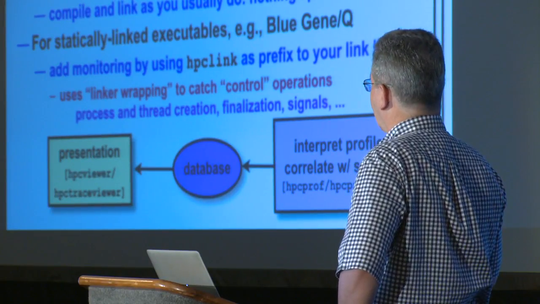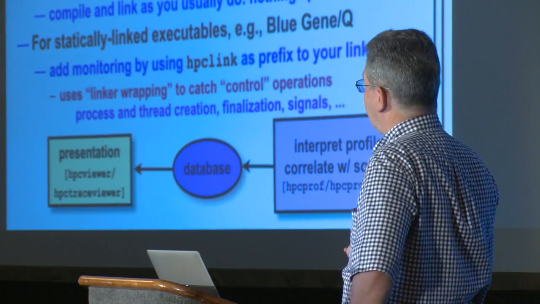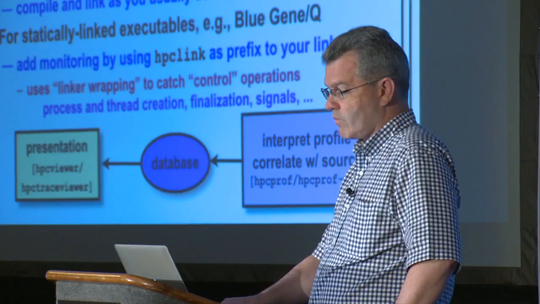Actually, I think that's on the next slide. And so for the statically linked execution, it uses linker wrapping to catch control operations like process and thread creation, finalization, signals, things like that.